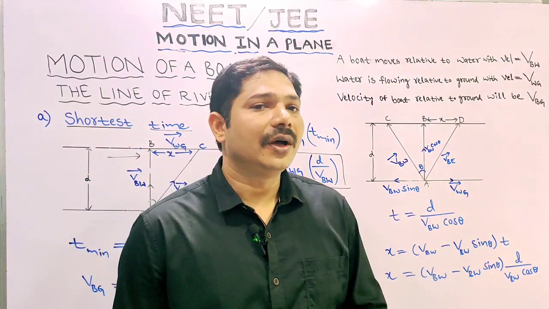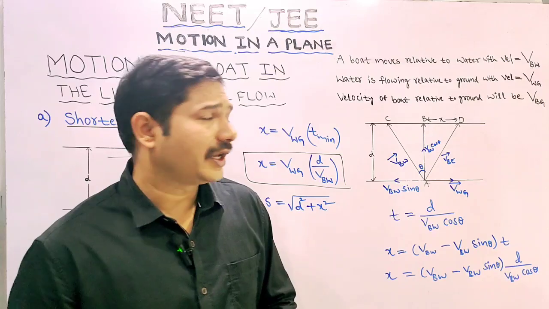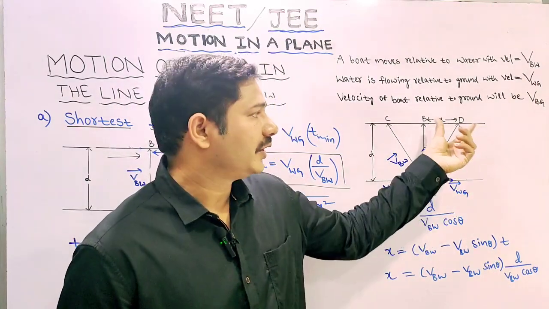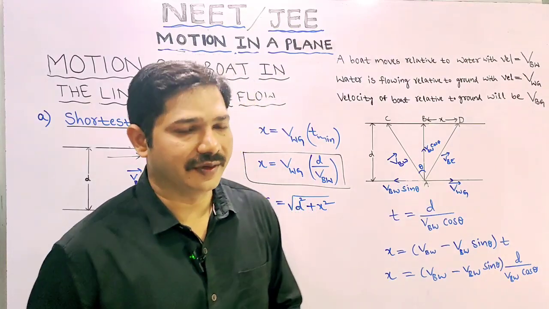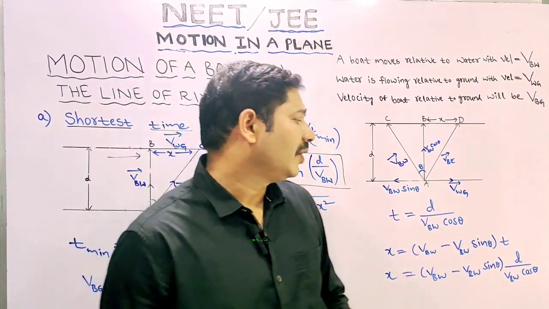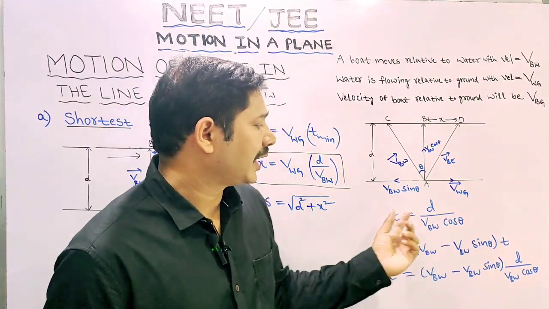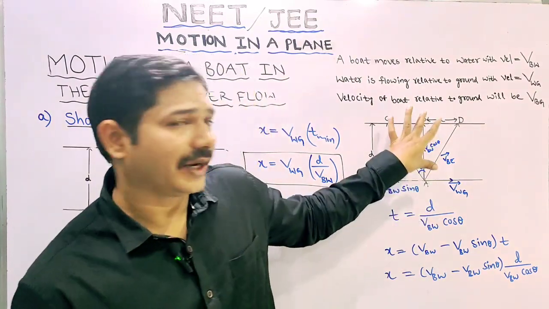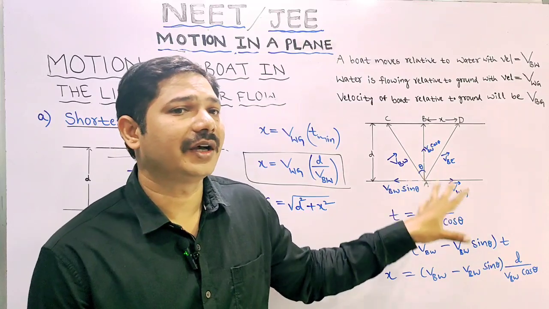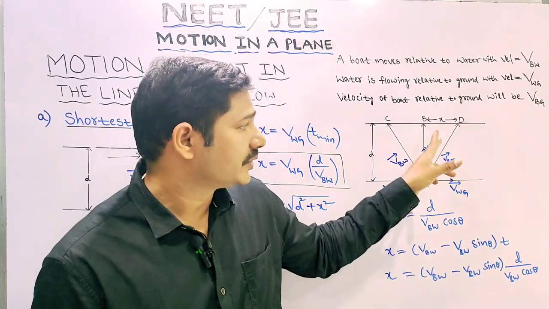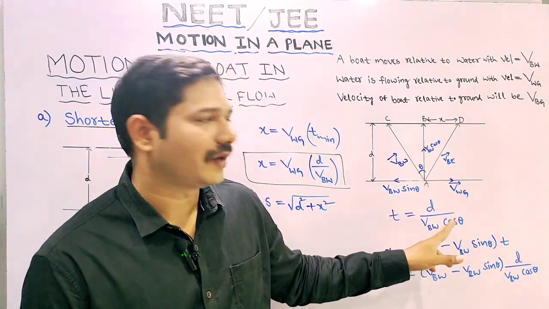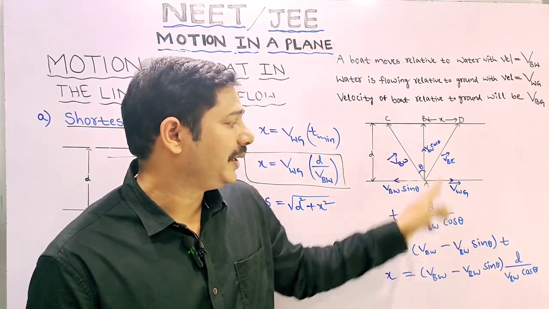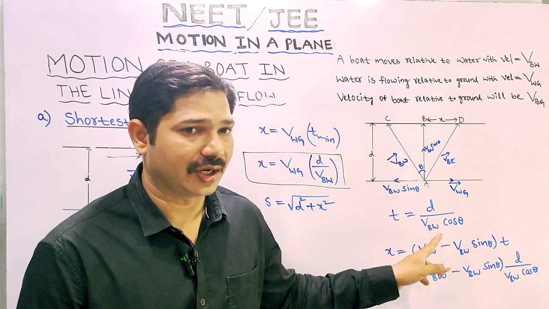Due to the river current, what happened? The boat reached point D. So here, how much is the drift? X drift. Now, time t is equal to how much time taken? Distance by, the width of the river is d, so t equals distance by speed, d by vbw cos theta, this horizontal component.